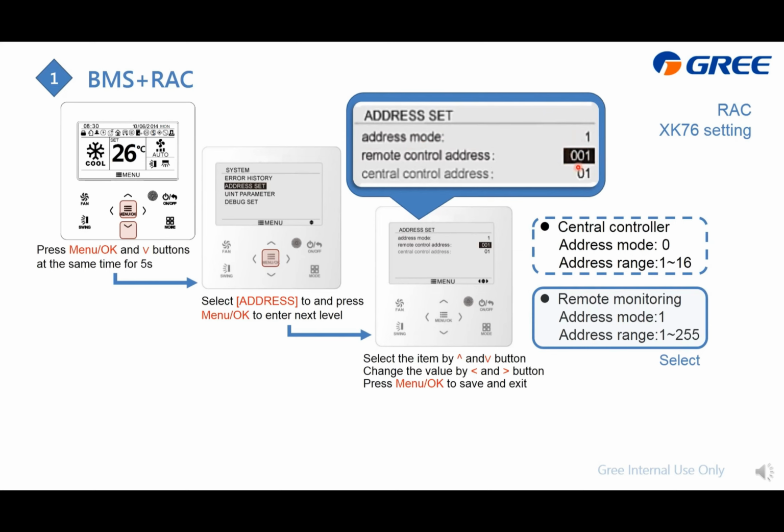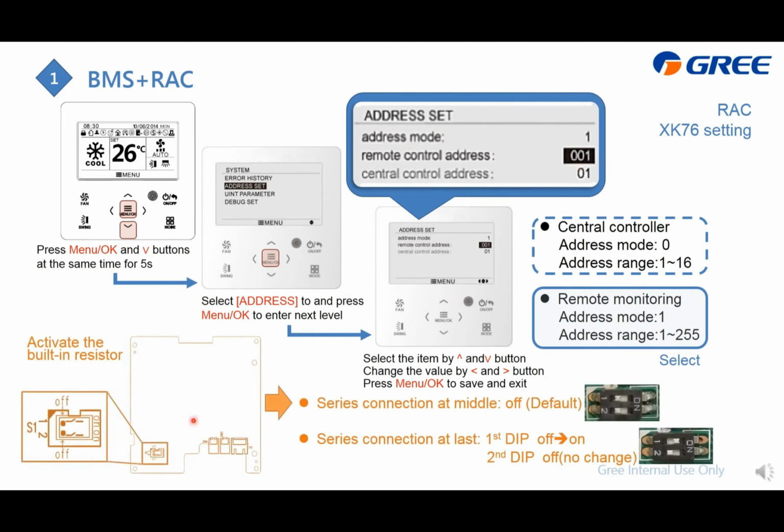And the last is to turn on or turn off the built-in resistor of this wire controller. We only require it if this wire controller, which is this SK76, is located at the last, which is at the tail. Then you need to make it like this, which is to turn on the first step from off to on. It's okay.